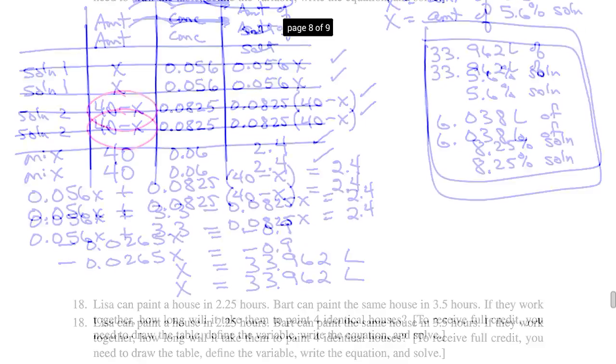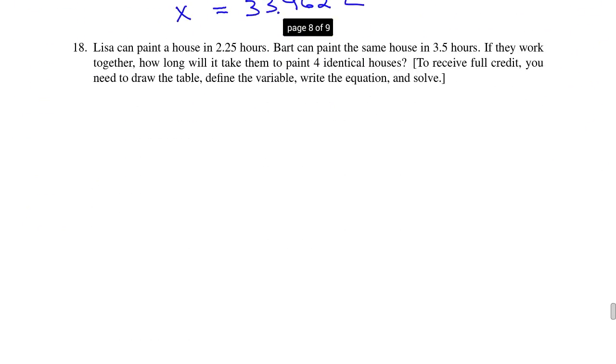Alright, question 18. Lisa can paint a house in 2.25 hours. Bart can paint the same house in 3.5 hours. If they work together, how long will it take them to paint 4 identical houses? So let's draw the table.